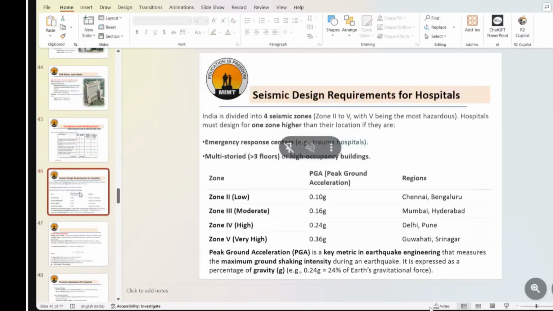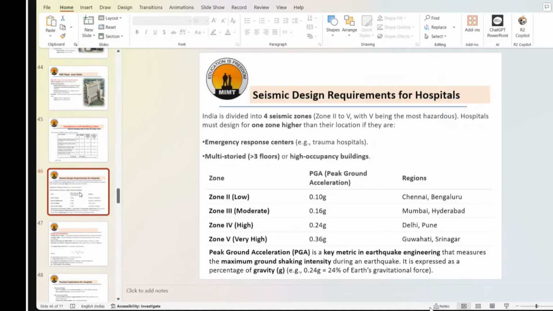And now I come to the seismic design requirement for the hospital. This is how hospitals are categorized under seismic zones for protection from earthquakes. Normally, practically, a principle is followed: a hospital should be designed for one zone higher than its location.